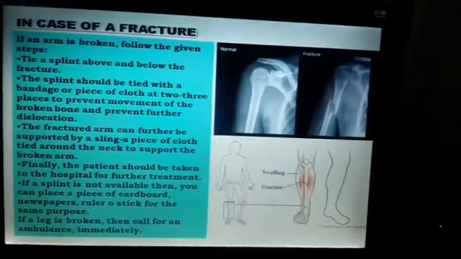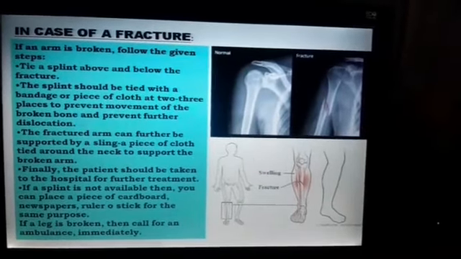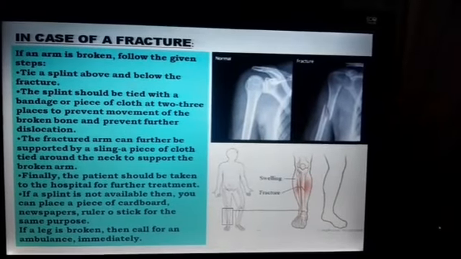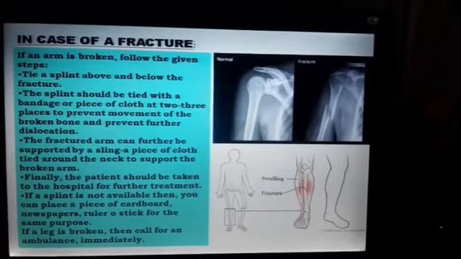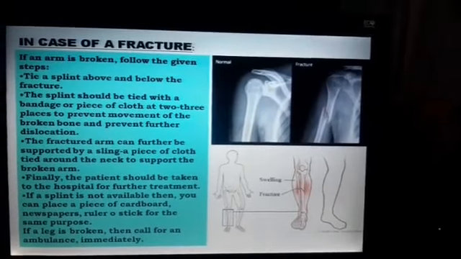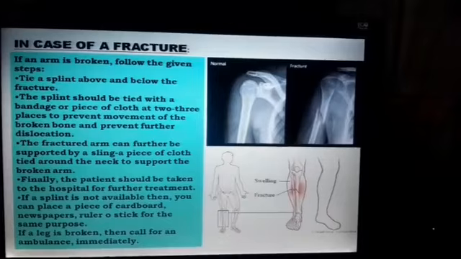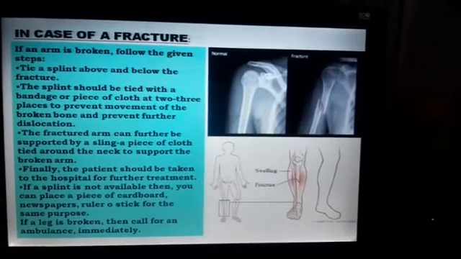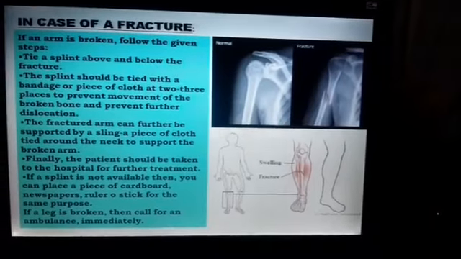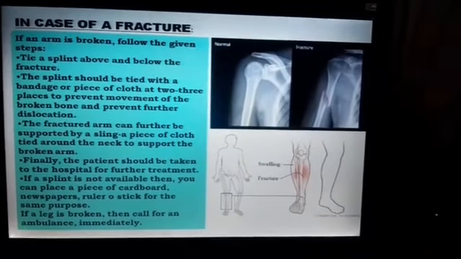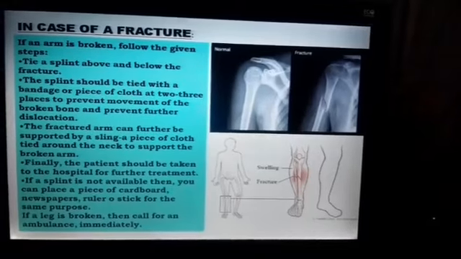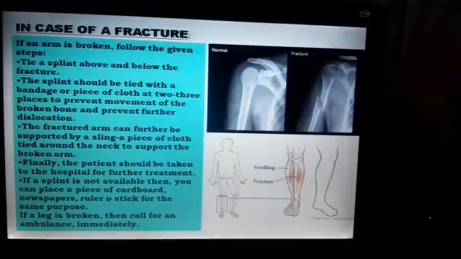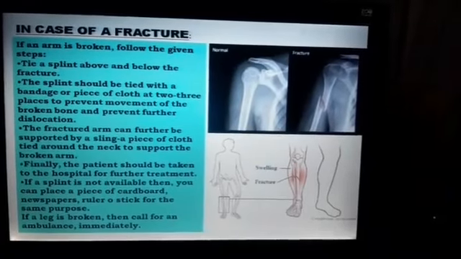Next, we will come to the case of a fracture. In case of a fracture, we can tie a splint above and below the fracture. It should be tied with a bandage or a piece of cloth at 2 to 3 places to prevent movement of the broken bone and further dislocation. It can also be supported by a sling, that is a piece of cloth tied around the neck which supports the broken arm. And finally, he should be taken to the hospital.